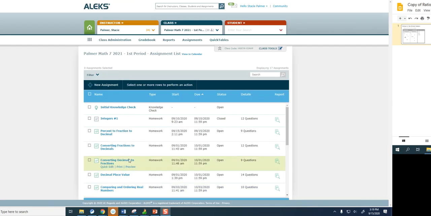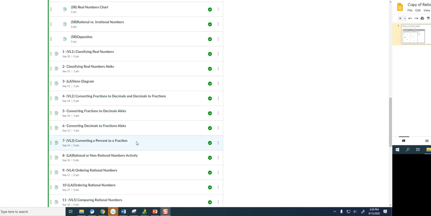So you can see I'm back in ALEKS, converting fractions to decimals in ALEKS. So they complete this at 100%. They take a screenshot of it, and then they upload it to Canvas on this link. Okay, and then today we did the converting decimals to fractions. So I hope this is helpful.